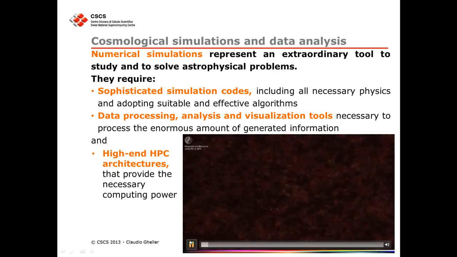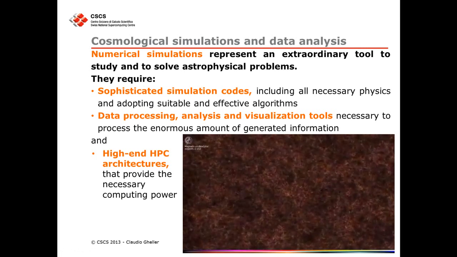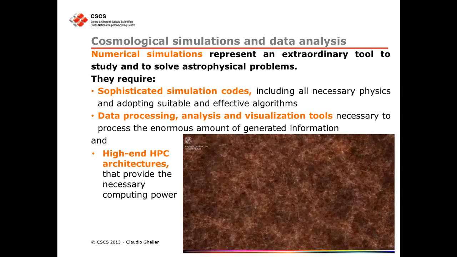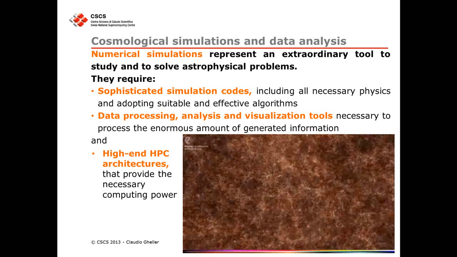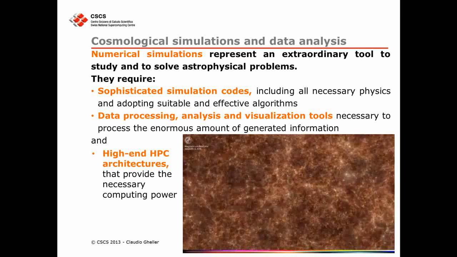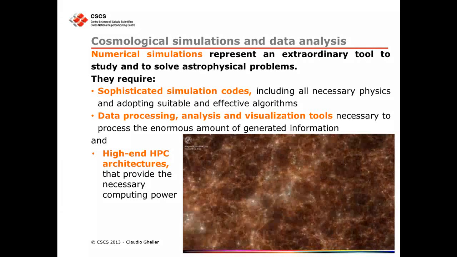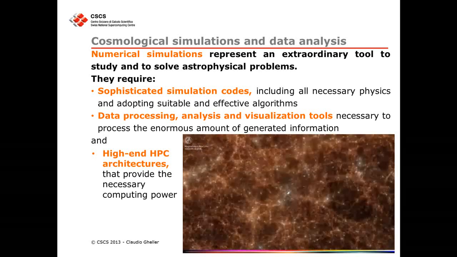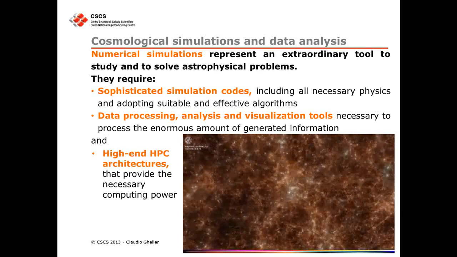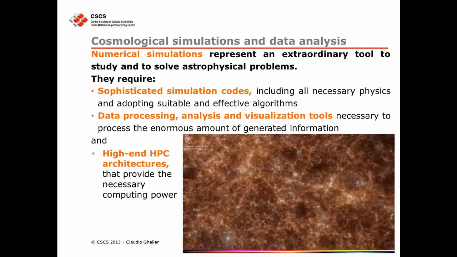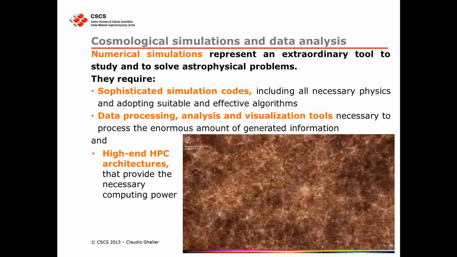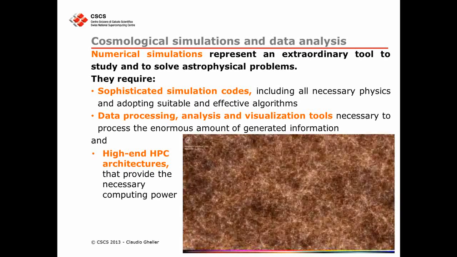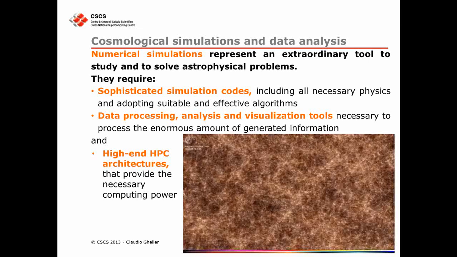Just a very general introduction: in cosmology, but in general in astrophysics, numerical simulations represent a fundamental, basic tool, especially because in astronomy we cannot do real experiments, like in other fields of physics and science. So the only way to confirm, to analyze, to check the theory is with numerical simulations. You cannot reproduce the evolution of a galaxy in a laboratory or the start of the whole universe with an experiment. So what you need is sophisticated simulation codes with a lot of physics inside, and when you have created the data, you need data processing, analysis, and visualization tools to look at this data.